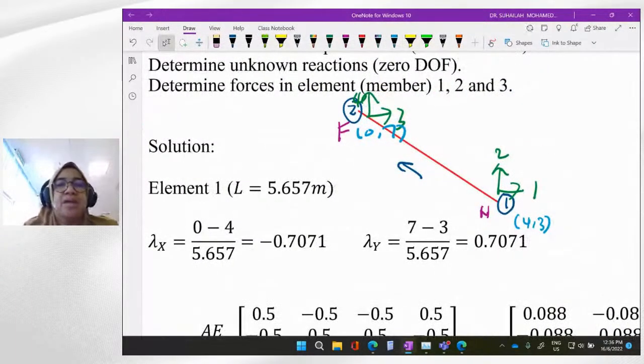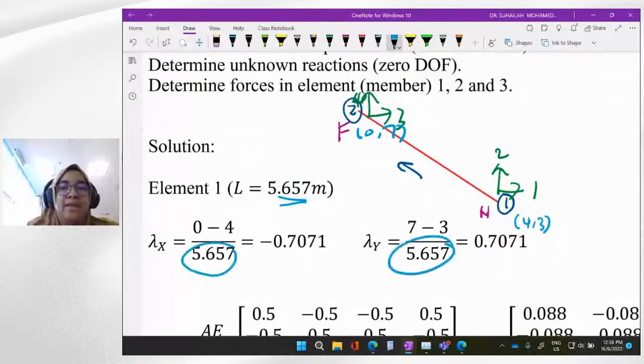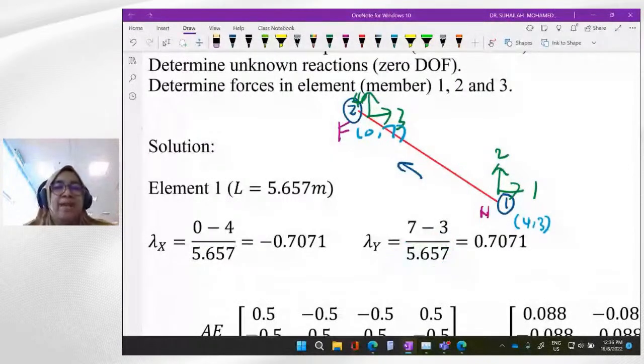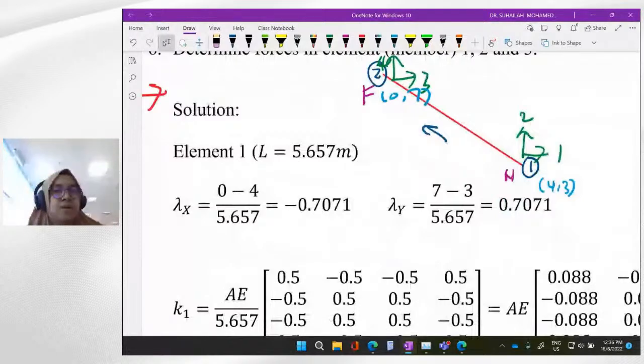And we have to calculate the length, because we need to divide by the length here. The length is 5.657. Then we have to calculate lambda x and lambda y, where lambda is also known as C. In other textbooks you will find lambda as Cx and Cy, and in past year exam papers you may also find the symbol C used to replace lambda.